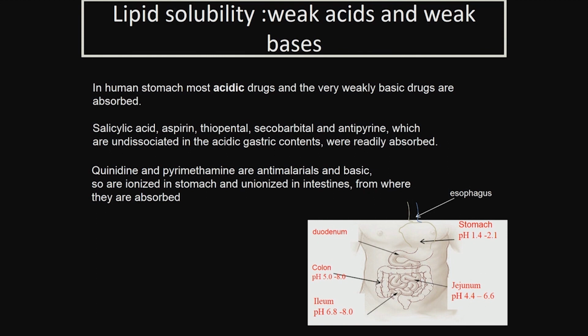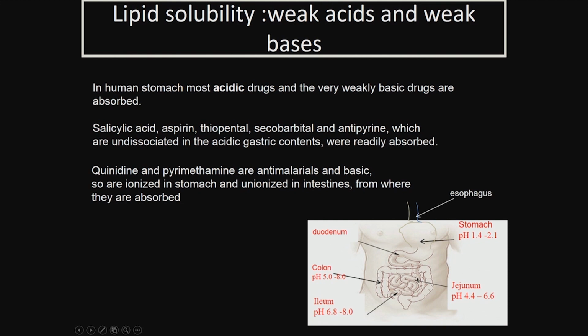For example, like I have been telling, there is a lot of difference in the pH. If you look at the pH of the stomach, it is about 1.4 to 2.1. If you go to the duodenum, the pH changes a little bit, and then jejunum pH is 4.4 to 6.6, ileum it is 6.8 to 8, colon 5 to 8. So, extremely acidic going right up to basic.